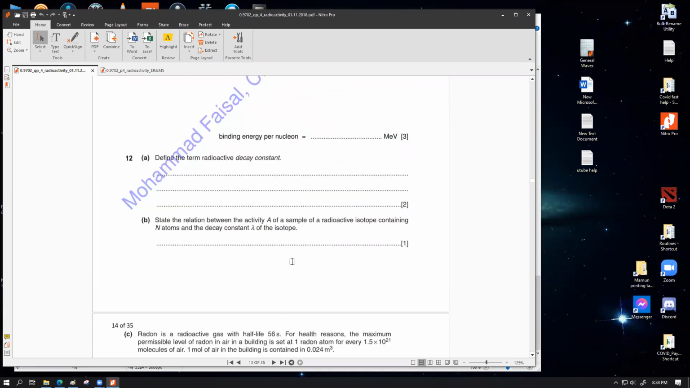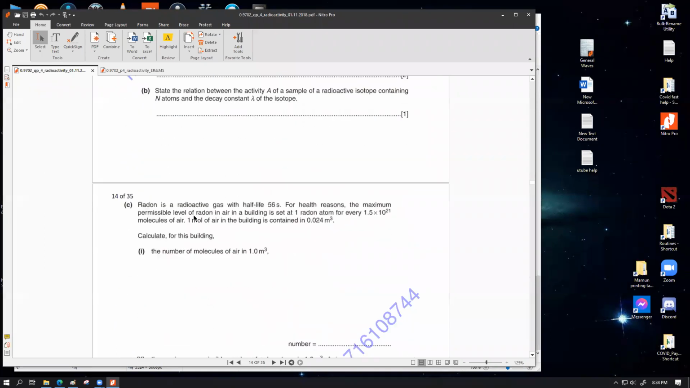Define the term relative decay constant. Those are normal things. Number of nuclei in 1 meter cube.